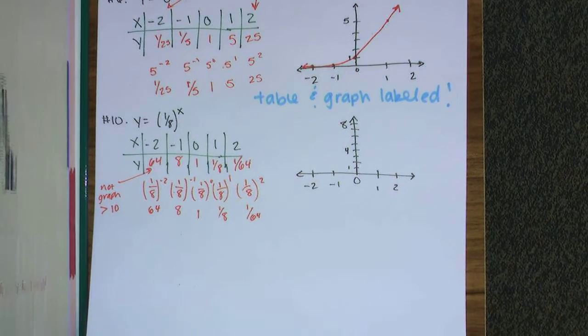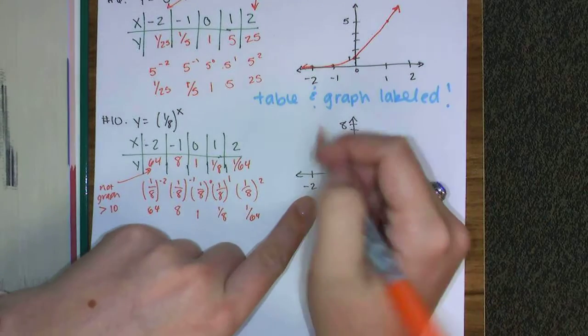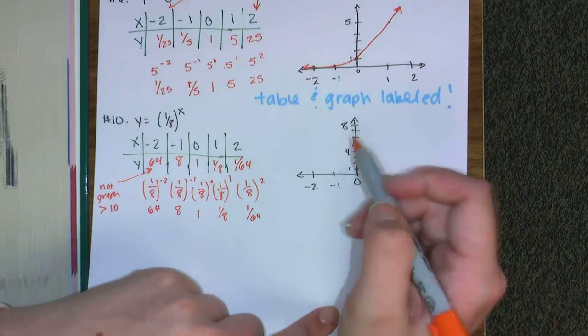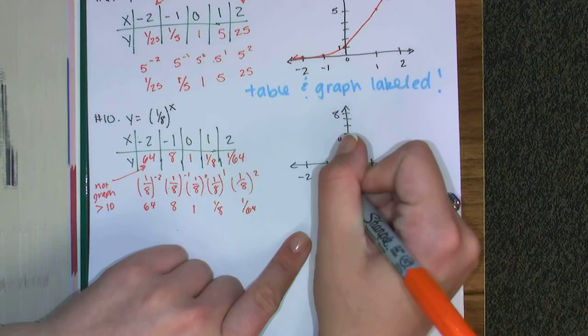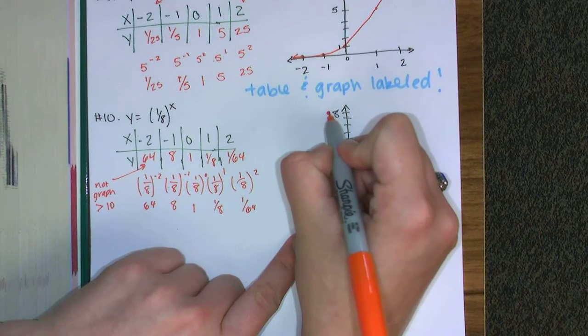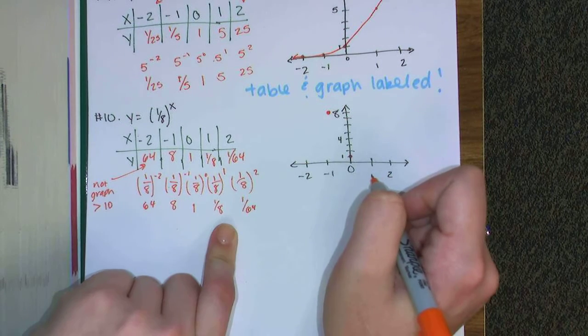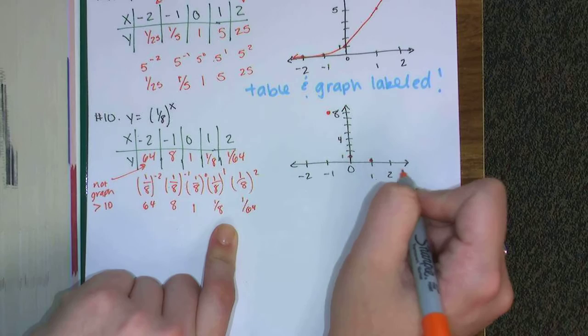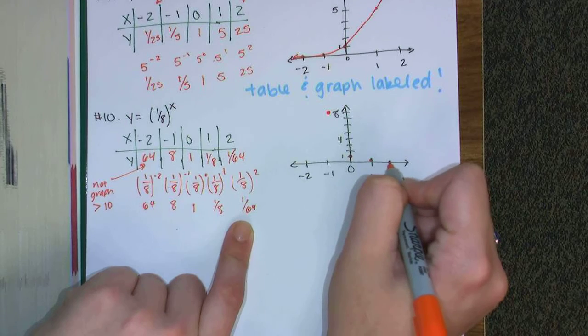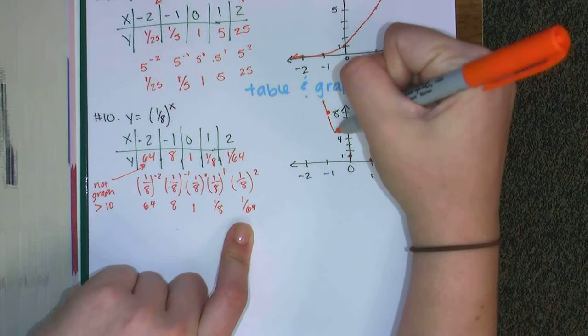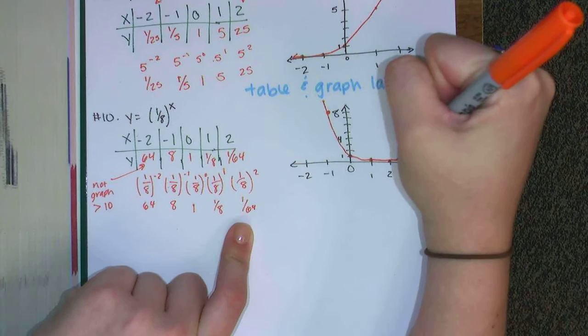All right, now I can plot the points. So at -2, we're at 64, so we're way up here somewhere, way off the page. So we're not graphing that one. At -1, we are at 8. At 0, we are at 1. At 1, we are at 1/8, so we're just a little bit above the line. And at 2, we're at 1/64, so we're even closer to the line. And now we graph it going down.